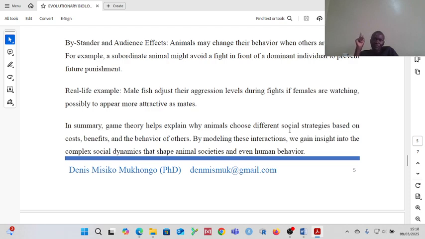Okay. So in summary, the game theory is helping us to explain why animals are choosing different social strategies. The choice of these different social strategies is on the basis of the costs involved, the benefits they are deriving, and the behavior of others. So once you know what is the cost involved in this strategy, what benefit shall I derive from this strategy, and what is the likely effect on the behavior of others from this strategy, then that can influence how you will eventually make a choice on what you want to do.